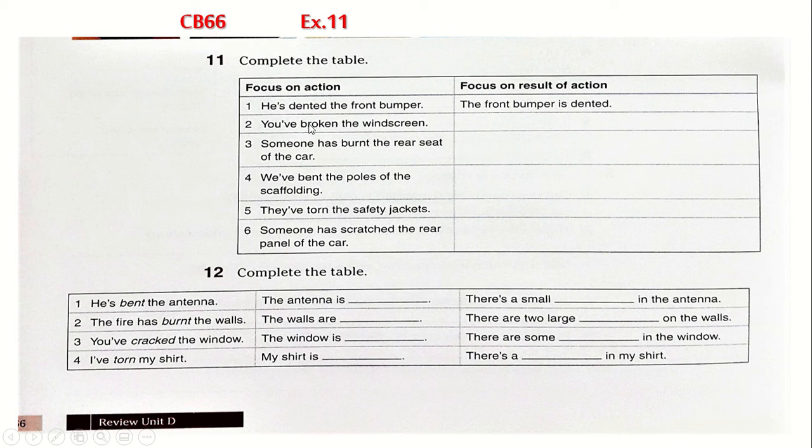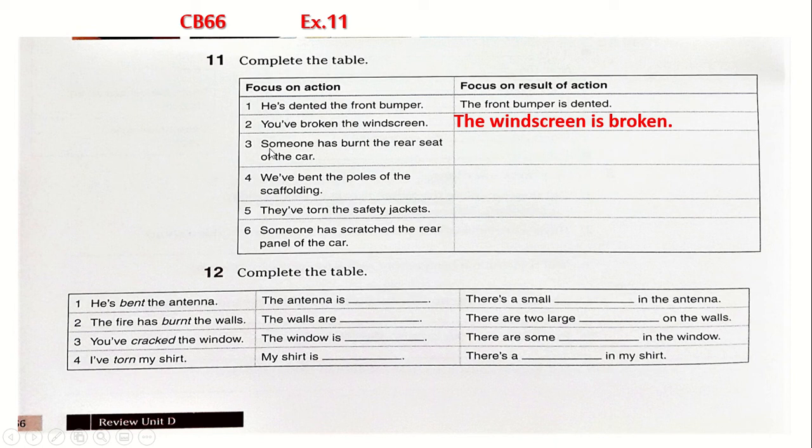Let's see another one. You've broken the windscreen. Windscreen اللي هو الزجاج الأمامي للسيارة. You have broken the windscreen. So the windscreen is the object. So we start with the windscreen. We write it here. And the windscreen is singular, مفرد. So we use is. And then we use broken as a past participle. التصريف الثالث. So the answer should be the windscreen is broken.